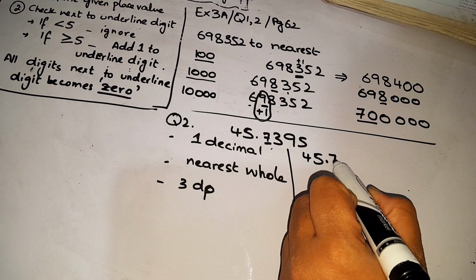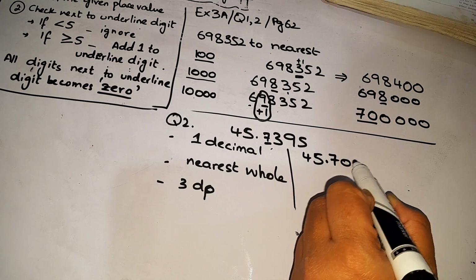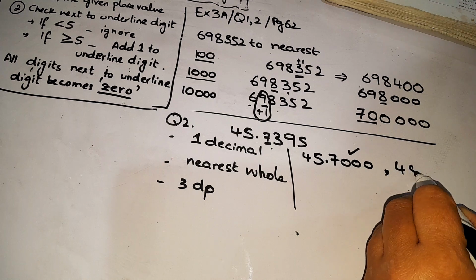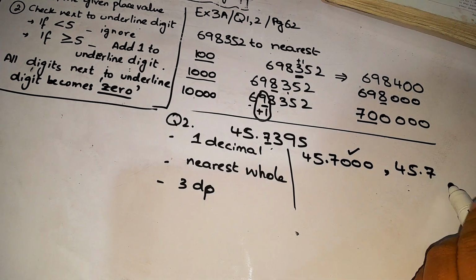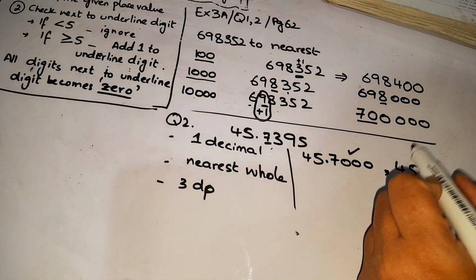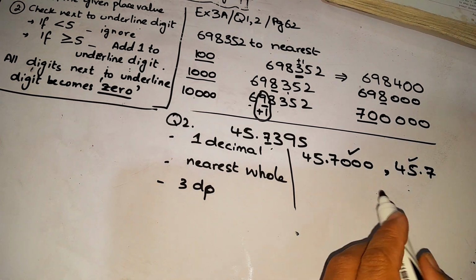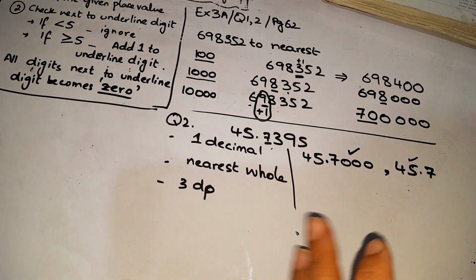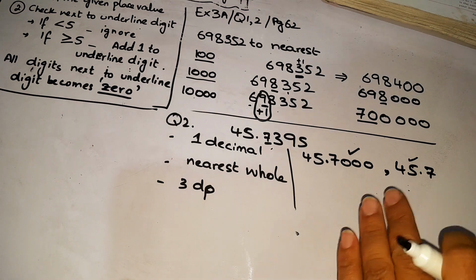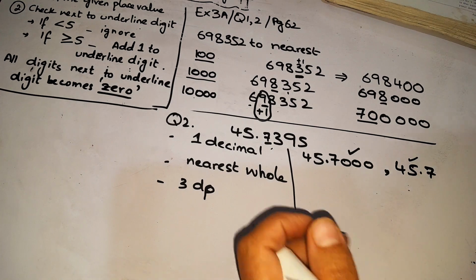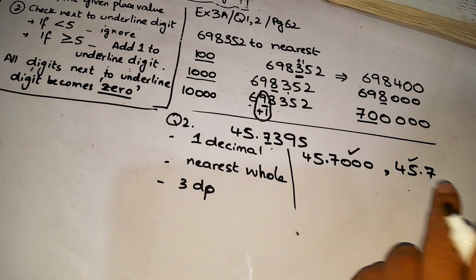So if you write 45.7000, this is also correct. If you write 45.7, because in decimals normally we don't write the zeros after the decimal, this is also correct. There is no harm in both of them, right? Because right now we are not familiar with significant figures. When we will talk about significant figures, then these decimals are also very important. Oh sorry, these zeros are also very important.